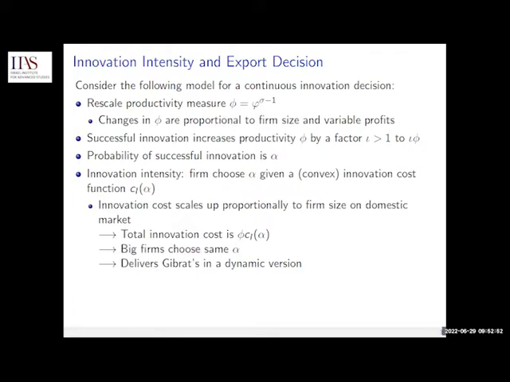Gibrat's law just says that in terms of firm size, all firms, regardless of their size, are going to grow at the same rate. Yes, on average, meaning not that they all grow at exactly the same rate, but just that on average, there's no relationship between firm size and growth rates.